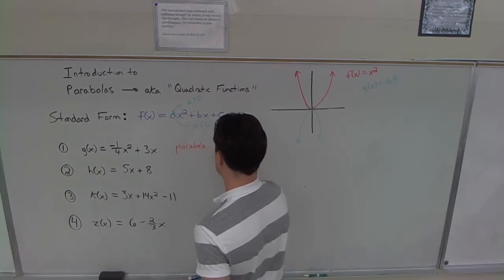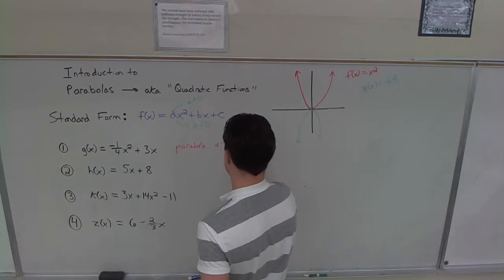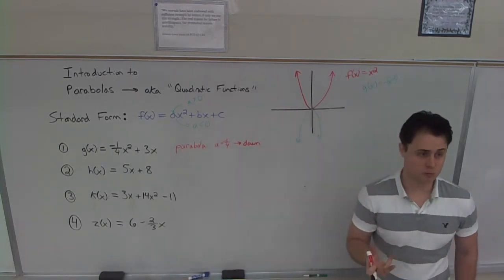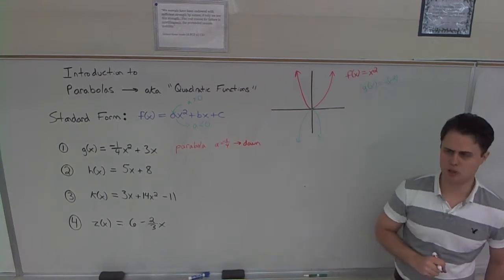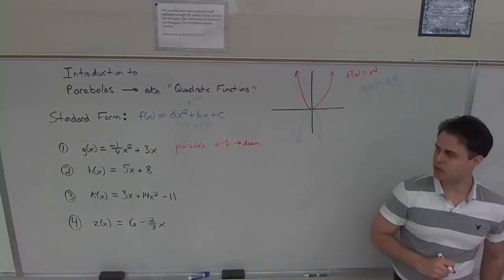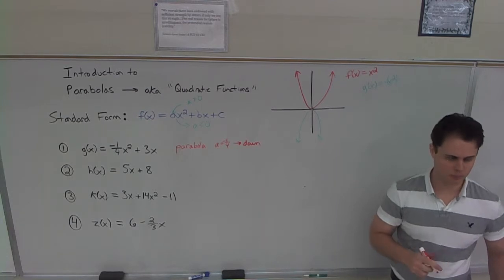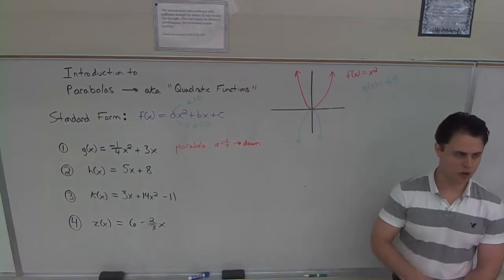Since a is negative 1/4, that means it's going to be down. And we need to learn a lot more before we can be precise about drawing it, which will take a couple days. All right, what do you guys think about the second curve? Parabola, yes, no?